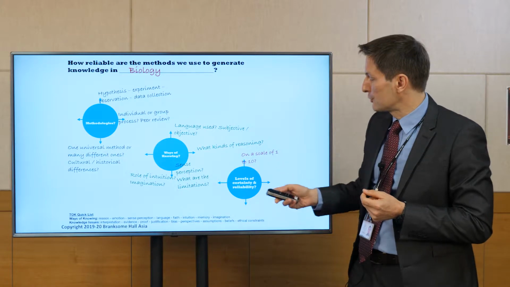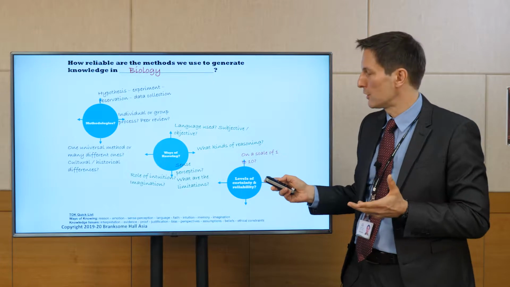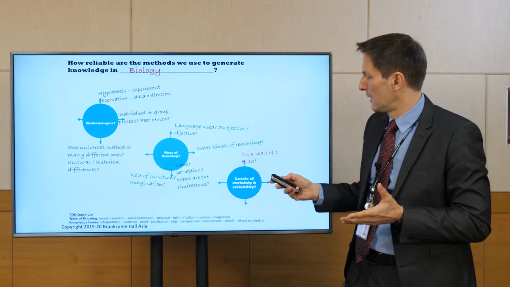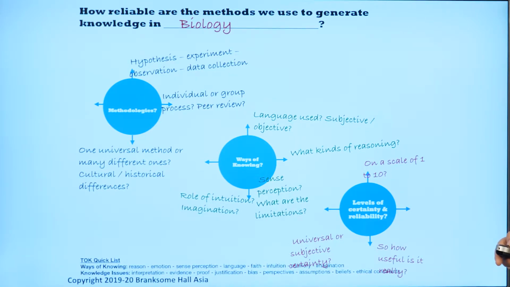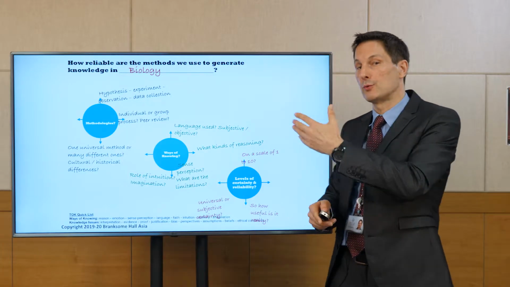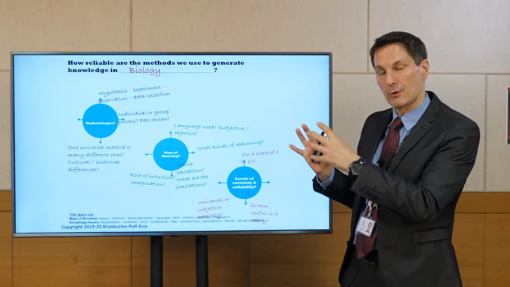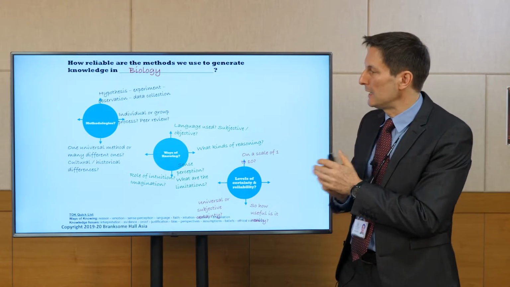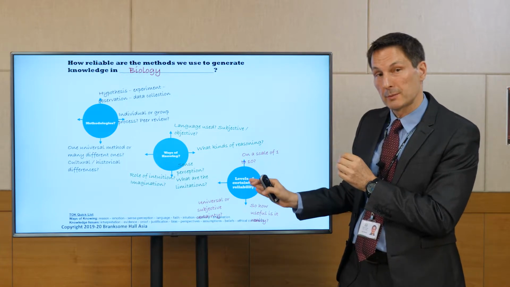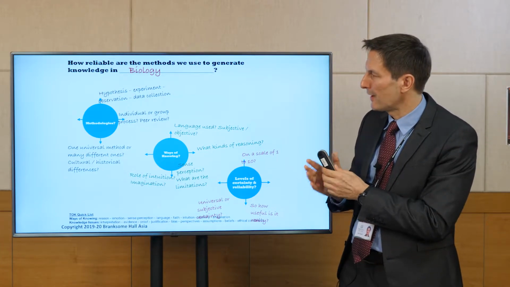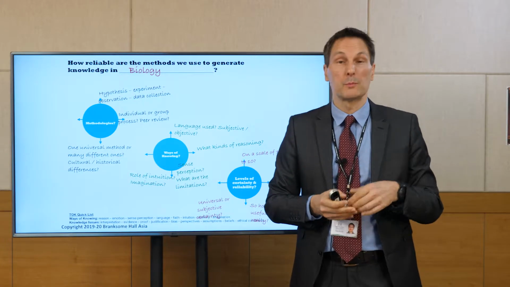They might then have to put this on a scale of 1 to 10. So how reliable is knowledge in biology and the sciences? Is it universal or subjective? And how useful is it really based on all these ideas? And this is very powerful because it gets students to break down all the different aspects of biology into things like methodology, ways of knowing, and levels of certainty and reliability, and to consider whether, in fact, the sciences are really as reliable and really as certain as we might assume them to be.